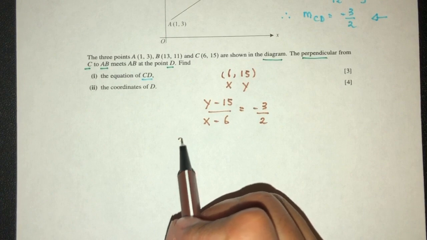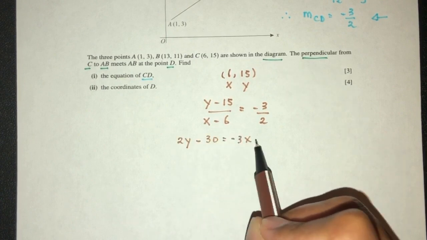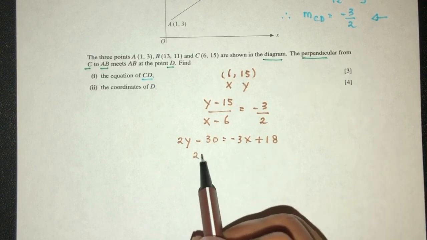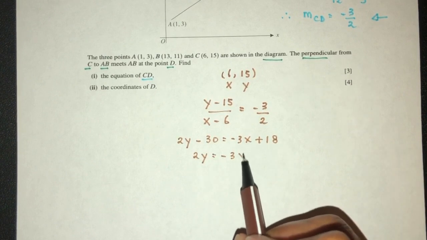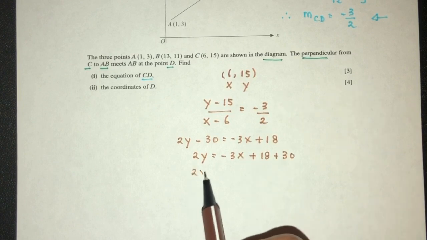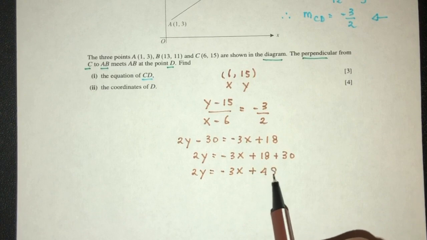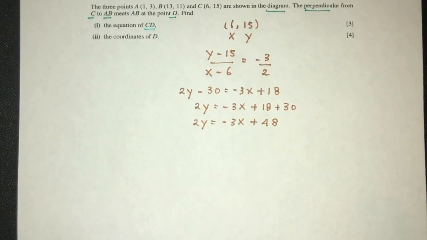Now cross multiply, you have 2y minus 30 equals minus 3x plus 18. Now 2y has to be minus 3x plus 18 plus 30. 2y equals minus 3x plus 48. So that will be my equation of CD. Now again, if you want to make y the subject, you can always do that. It is up to you.